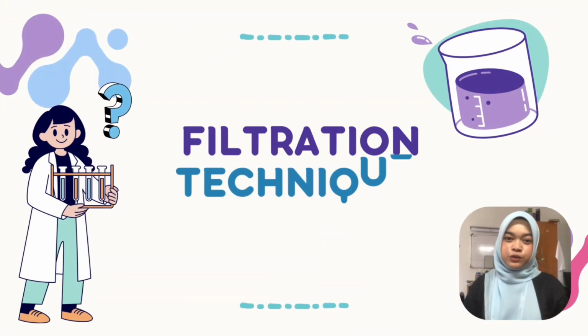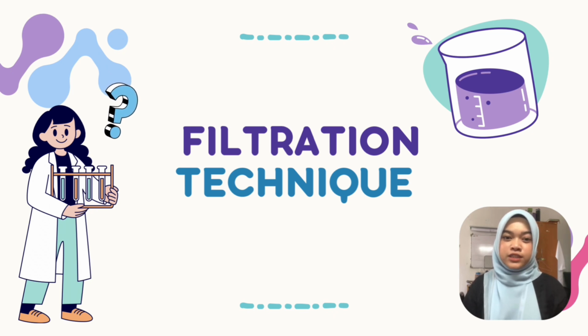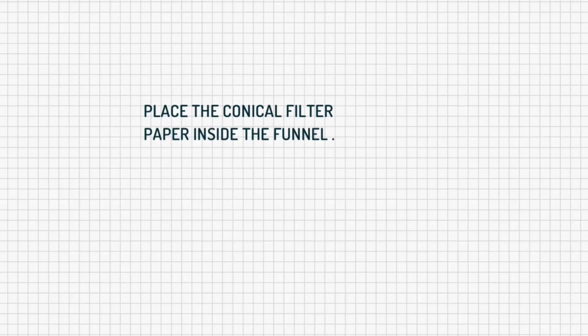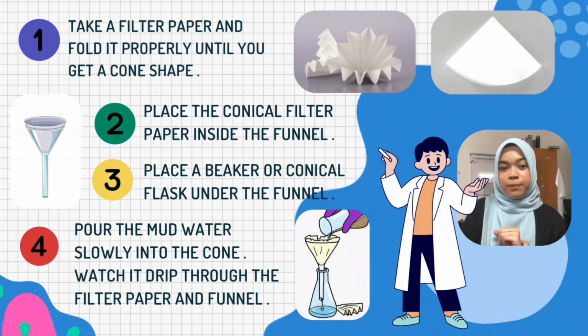Next, I'm going to show you the technique or steps for the filtration process. First, take the filter paper and fold it properly until you get a cone shape. There are various grades of filter paper based on different types of precipitates. As you can see, there are two different ways to fold the filter paper, but the left one, which is flower-like shape, is said to be more effective because the higher the folding degree of the filter paper, the higher the surface area that can be provided.